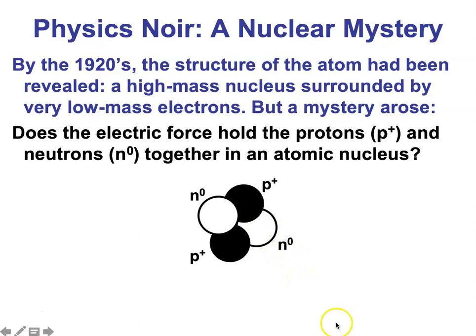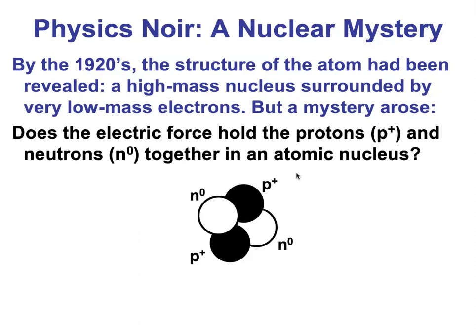Neutrons have no charge. Since neutrons have no charge, they don't feel the electric force. The electromagnetic force only works on charged particles. So the neutrons don't feel the electric force. The protons feel the electric force, and the electric force wants those protons to just fly apart. So how do these nuclei hold together? How do these nuclei stay stuck together when the electric force wants them to fly apart?